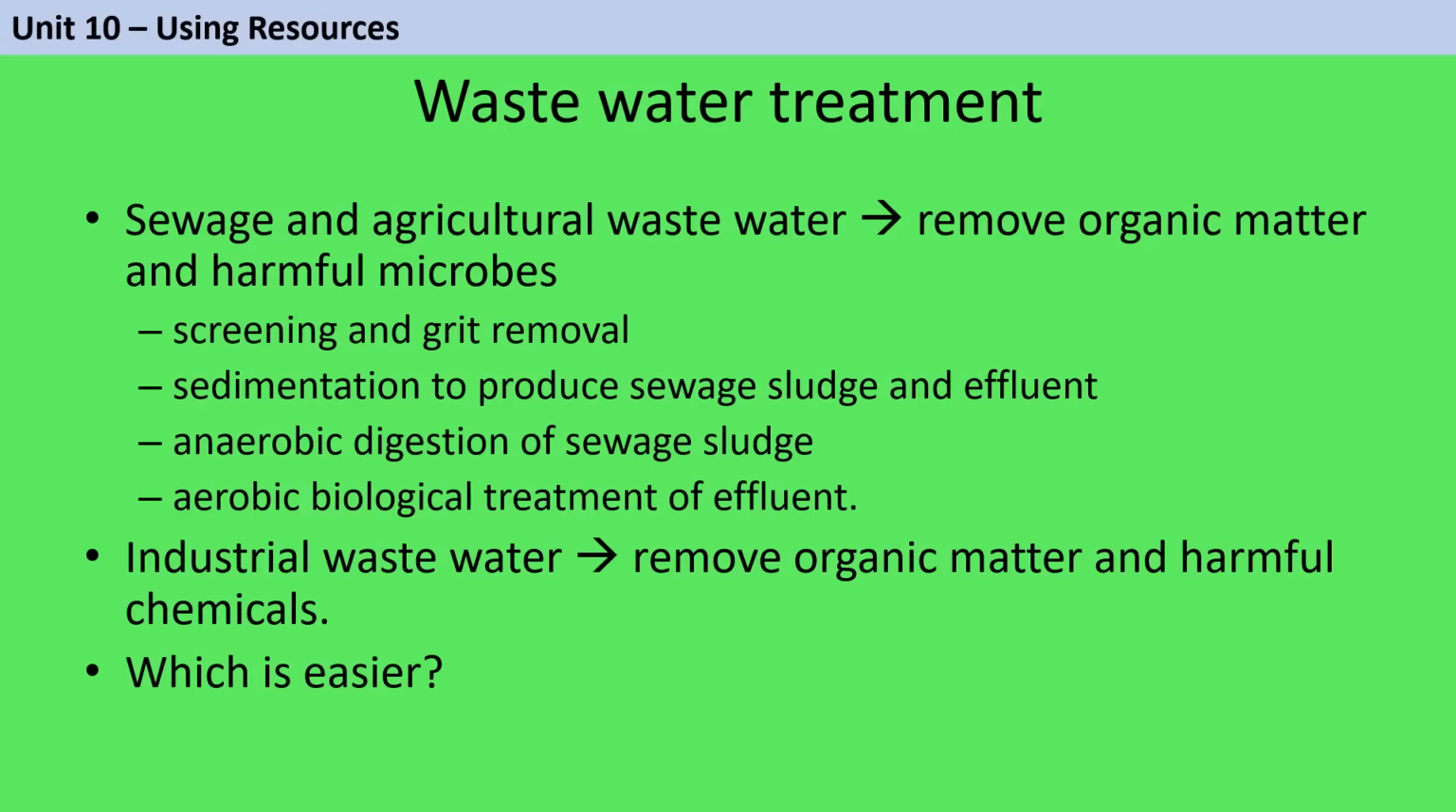Potable water can be made from wastewater, including sewage, agricultural waste and industrial waste. In order to make potable water from sewage, we first need to undergo screening and grit removal to remove large objects, then sedimentation to split it apart into sewage sludge, which is semi-solid, and effluent, which is the liquid, and then these are treated with anaerobic and aerobic biological treatment where bacteria digest the sewage and leave us with potable water. Industrial wastewater may also need to have harmful chemicals removed.